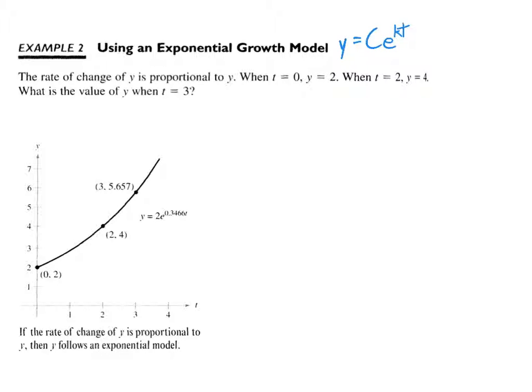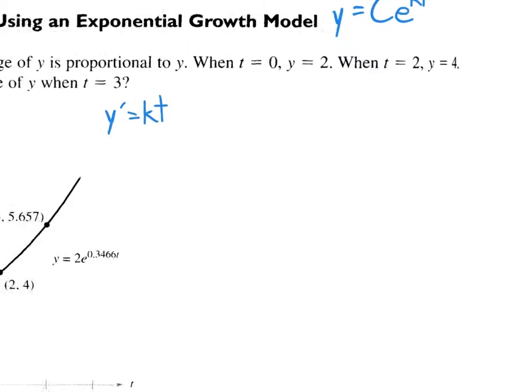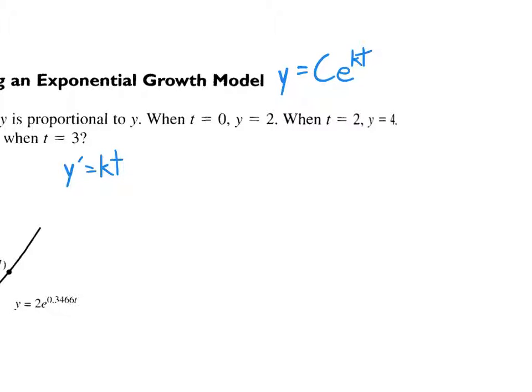The rate of change of y is proportional to y. That means y prime equals ky. When t equals 0, y equals 2. When t equals 2, y equals 4. What's the value of y when t equals 3? As we're thinking about this, we don't know the rate of growth, but we do know it's proportional, so we know we can use this model.